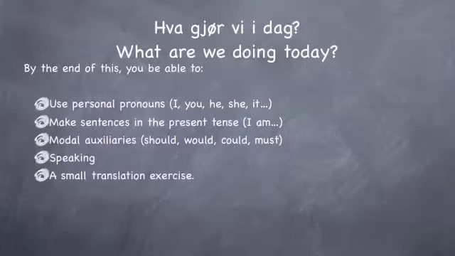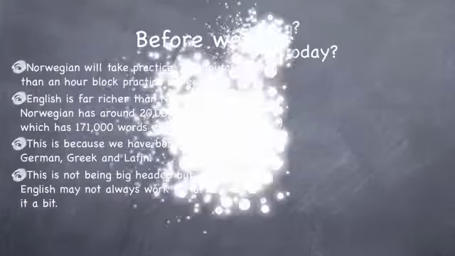Hva gjør vi i dag? What are we doing today? By the end of this, you will be able to use personal pronouns such as I, you, he, she, and it. You'll be able to make sentences in the present tense such as I am. You'll be able to use modal auxiliaries such as should, would, could, and must. You'll be able to speak, and there'll also be a small translation exercise.